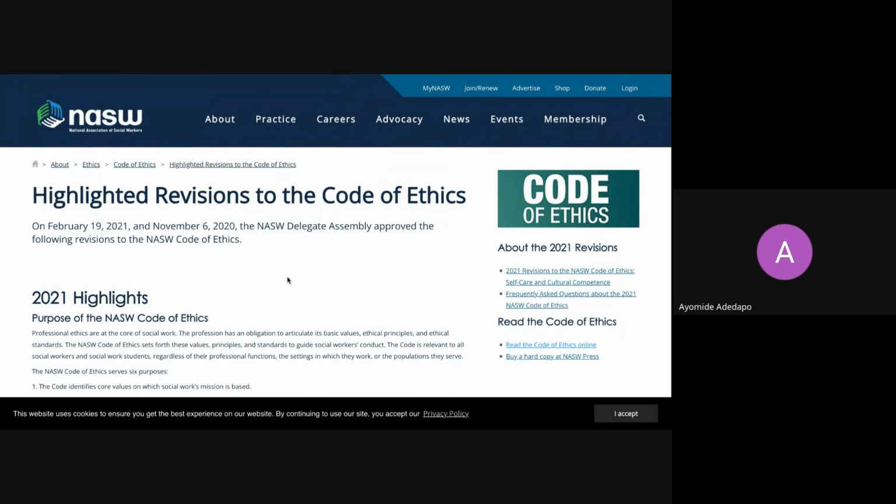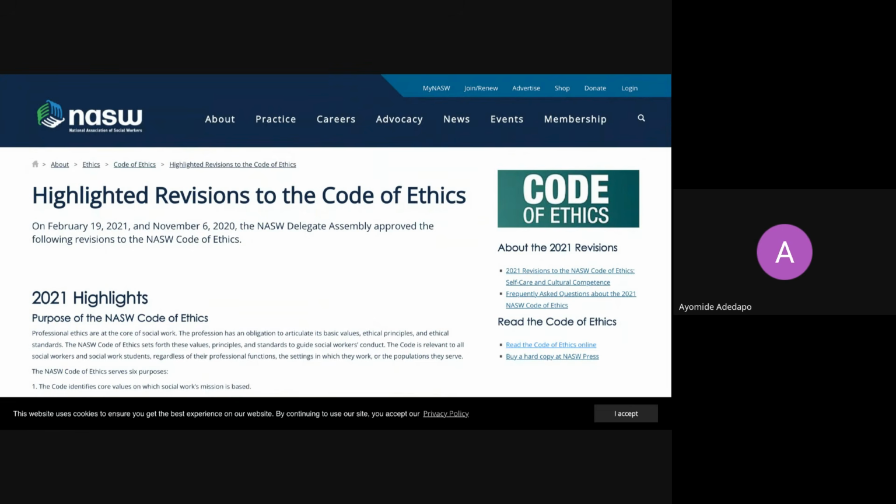Also, if you don't want to read it here, they have it where you can buy and purchase the code of ethics. Also, if you are a newer student or a newer social worker, usually your school has a copy. They'll send you a PDF or something like that. So if you don't want to pay for it, maybe reach out to your school, your social work department, to see if they have a PDF version, and then you can use it that way.